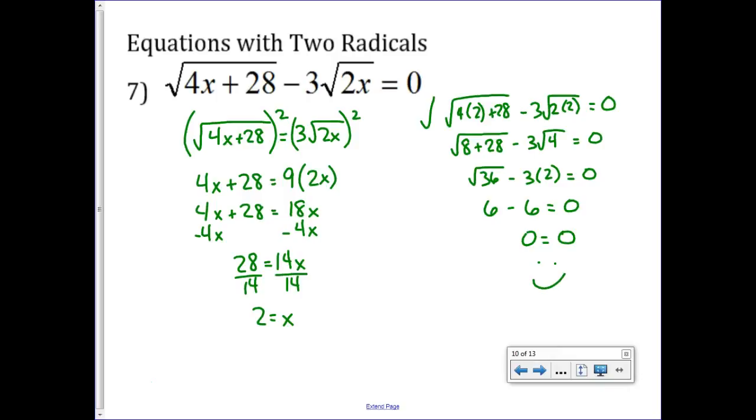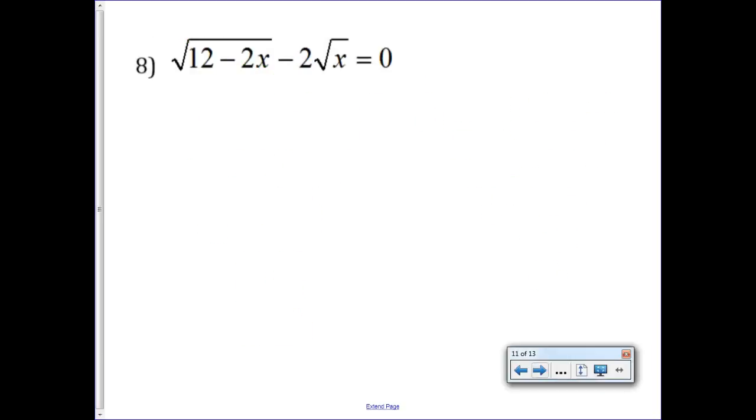That works. So x equals 2. All right, let's try a couple more of these. For example 8, we're going to do exactly the same thing. If you felt confident in what you just did on the previous problem, I would try this one on your own because we're going to solve just like we did before.